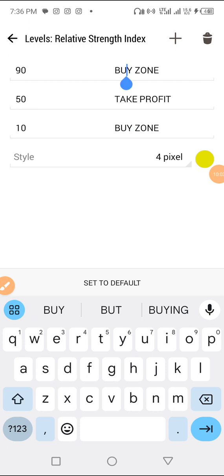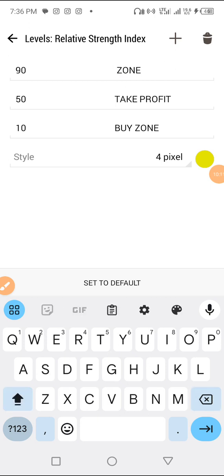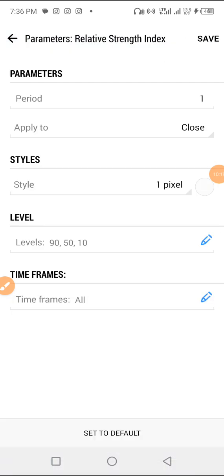Level 90 should be sell zone. So this is how it ought to look. Then you click on save.